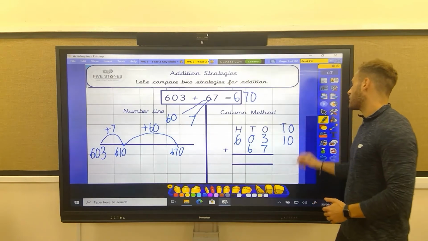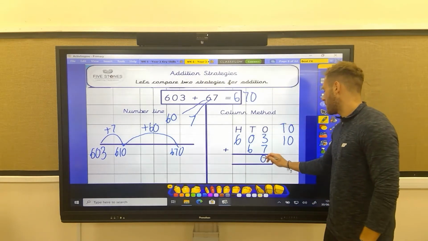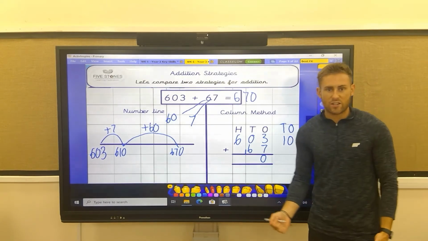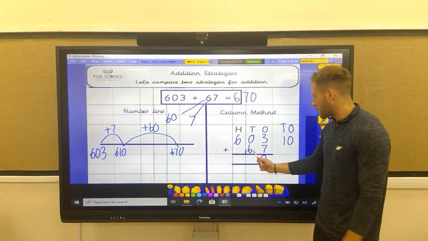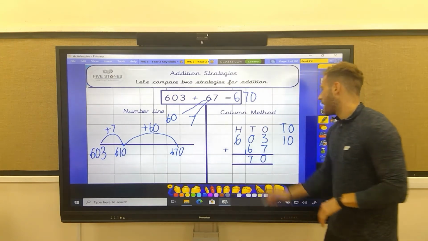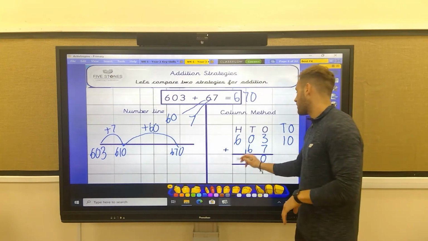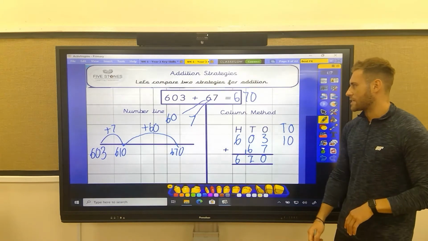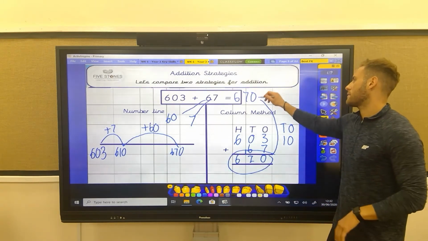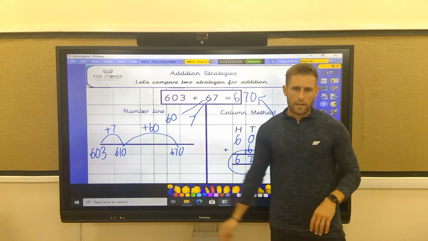And actually in 10 we've got 0 1s, but we have 1 10. That 1 10 is going into the 10s column, where it belongs. Now we've got 6 10s and 1 10 gives us 7 10s. And then we've got 600 with nothing else, leaving us with 670. Again, ending up with the same sum and the same total as the number line.